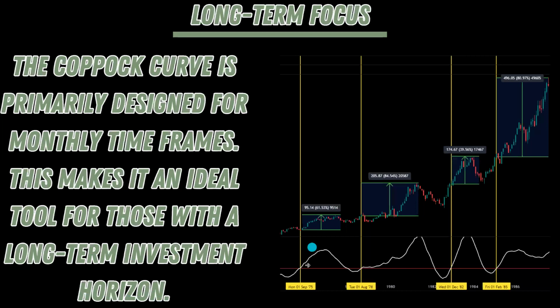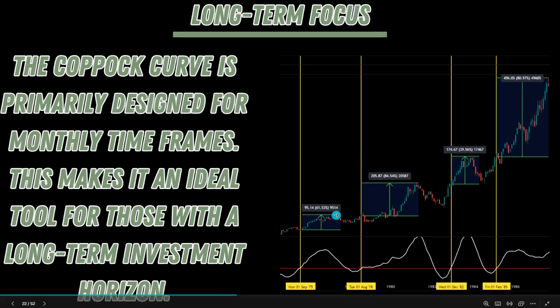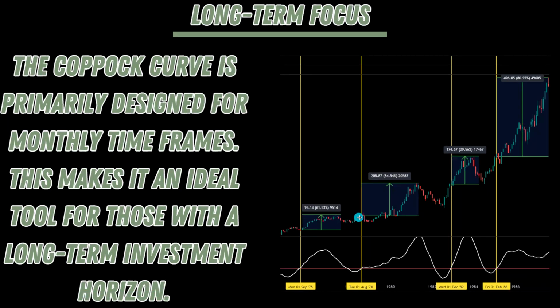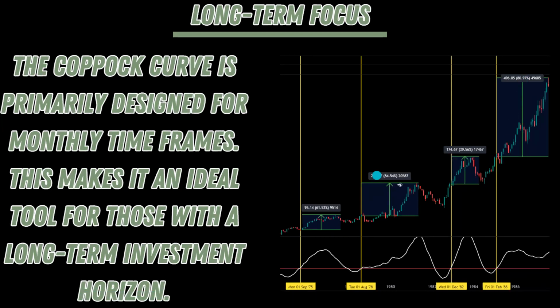You can take a look here. In 1975, we get a nice crossover. We rally up 60%. And then in 1978, we get a nice crossover, rally up 84%. Over here in December of 82, we get a crossover, rally up 40%. And then in February of 1985, we get another crossover here and up almost 81% after that crossover. So really, really nice indicator. And again, focusing on that long-term horizon, being that these are monthly candles, you can kind of sit back and not have to worry so much about the day-to-day.